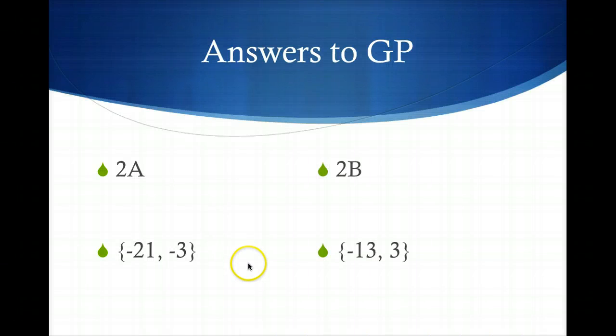Here are the answers to the guided practice you just worked. 2A, the solutions are negative 21 and negative 3. And for 2B, the solutions are negative 13 and 3. If you did not get these answers, please go back and rework them to see where you might have made your mistake.